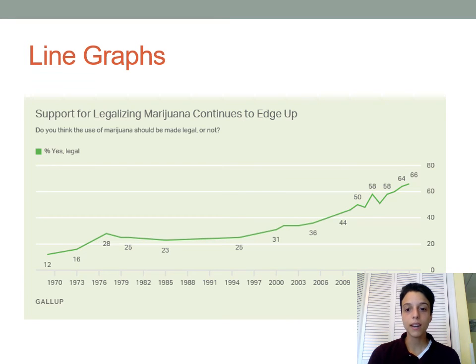So finally, another place where you see line graphs a lot are in data from polls and so on. So for example, this graph shows you year on the x-axis, so that's your time variable, and then the percentage of people who support legalizing marijuana on the y-axis, so that would be the value of your variable. And as you can see, it's edged up pretty consistently since about 1970.